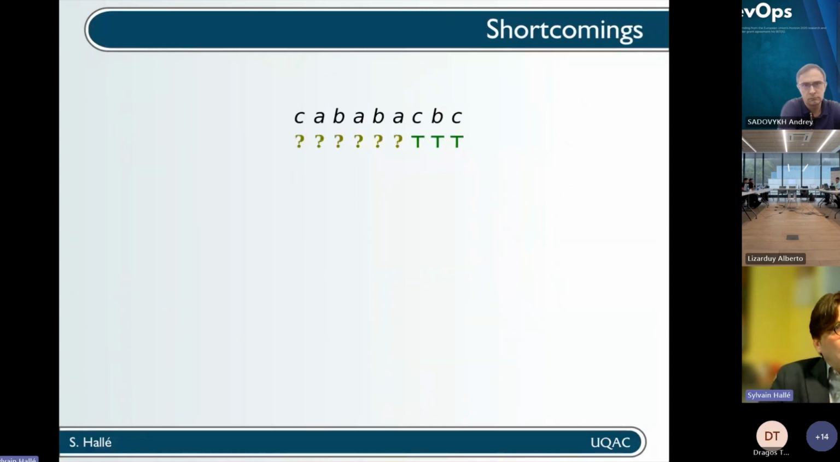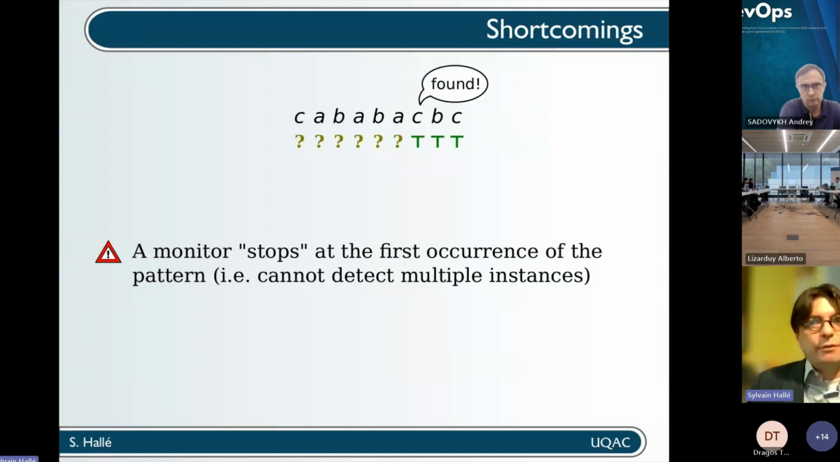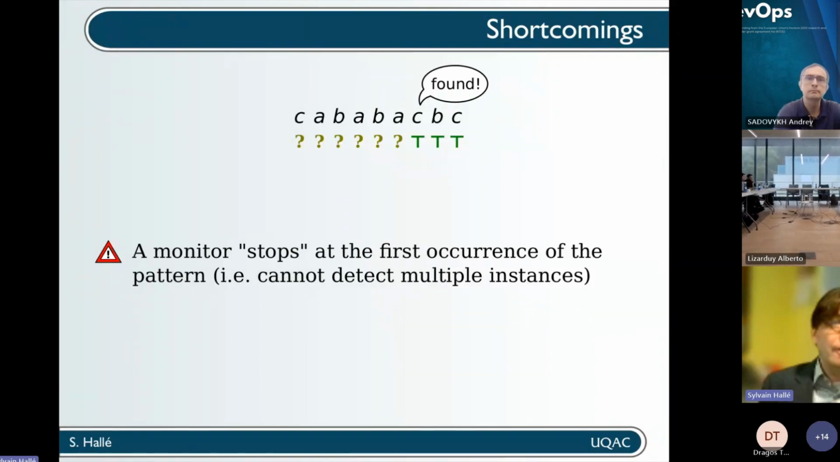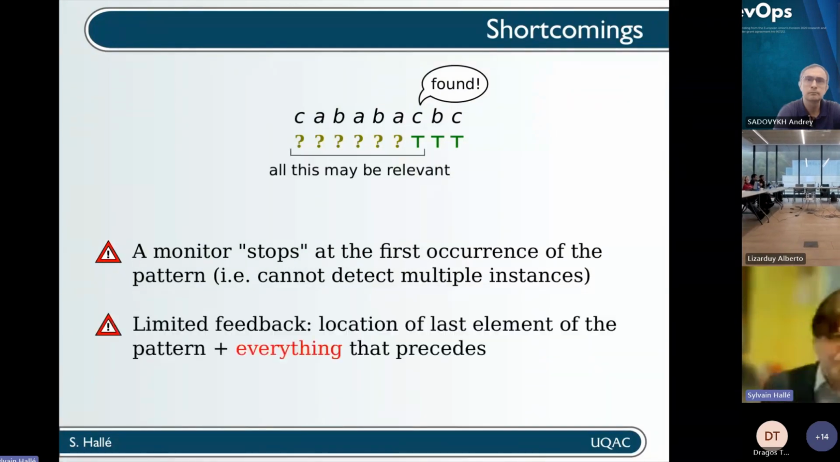There are a few shortcomings, though, to the use of monitors for this particular purpose to detect patterns. The first one is that a monitor stops at the first occurrence of the pattern. So it's not made to detect multiple instances of a pattern, which, of course, in the case of a long-running process, is not something really desirable because there might be multiple occurrences of an attack over time. And so if the monitor has to be restarted every time it detects one, it's not very ideal.